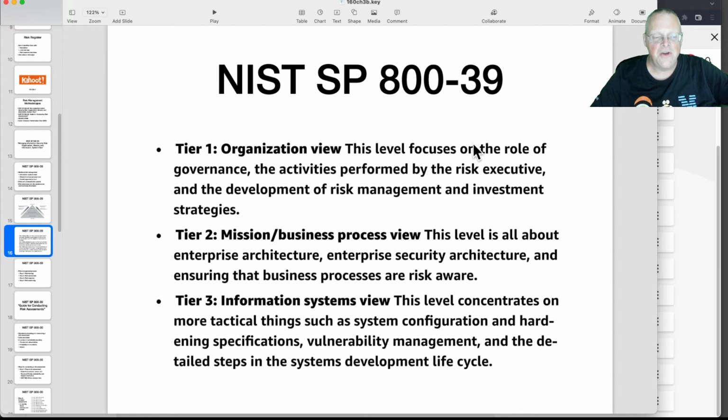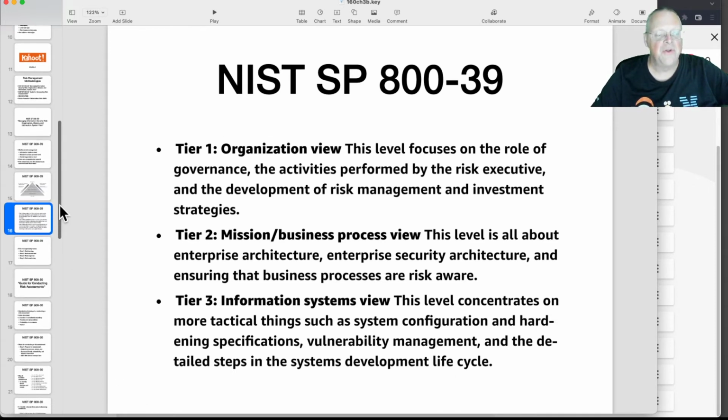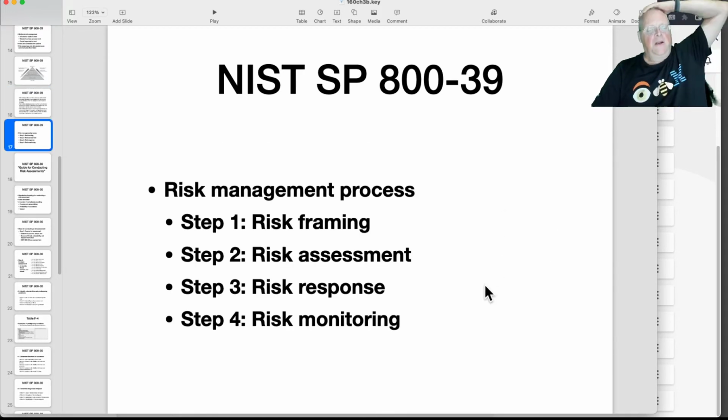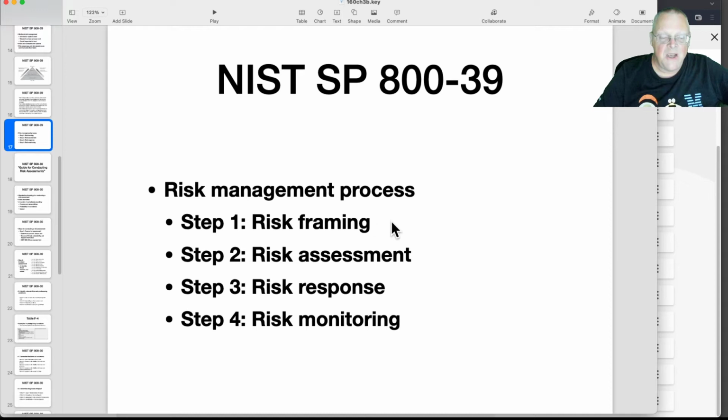So the organization view is governance. The mission is about the security architecture and business processes. And down here in information system, you've got things like vulnerability management and the system development life cycle and so on. Details of exactly how you build your information systems and maintain them. So you have risk framing, then you have assessment, response, and then monitoring. So you can see the words are a little different, but the general idea is always the same.